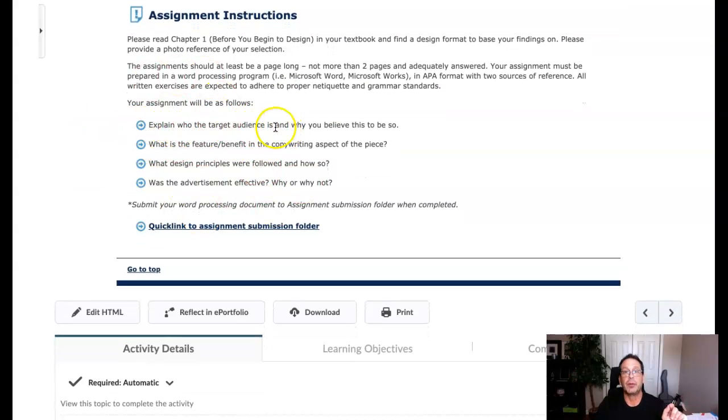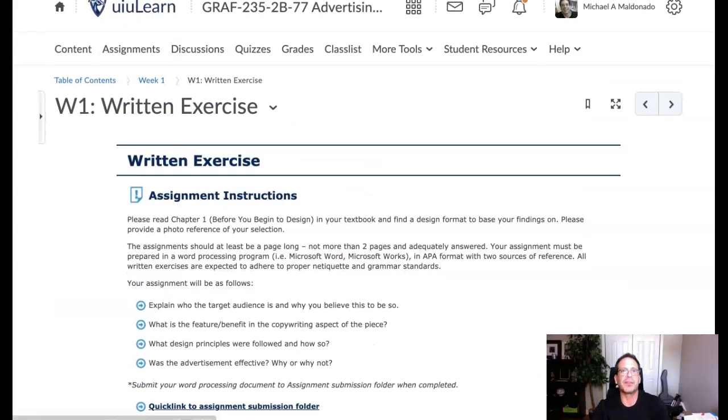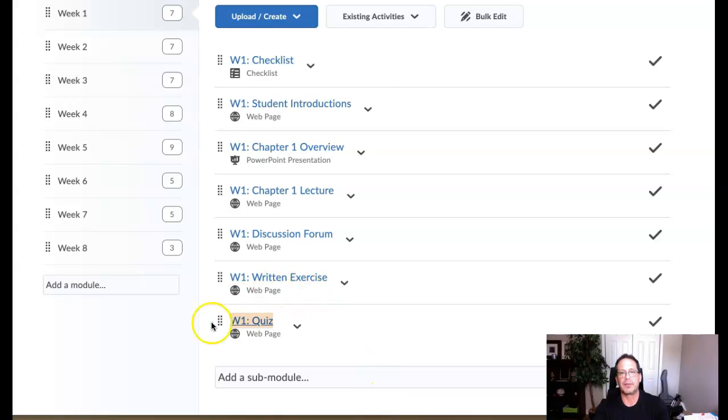Okay, so you're going to explain who the target audience is and why you believe that your definition of the target audience is accurate. Then we're going to take a look at the feature benefit or call to action in the copywriting aspect of the piece. So you're going to take a look at the features, benefits, and decipher. Copy means the written portion of the ad. Then what design principles were followed? And then is the advertisement effective? Why or why not? That's critical. Why or why not? Back that up with course resources as well. Okay, that's that. And then the last thing we want to look at is the week one quiz.